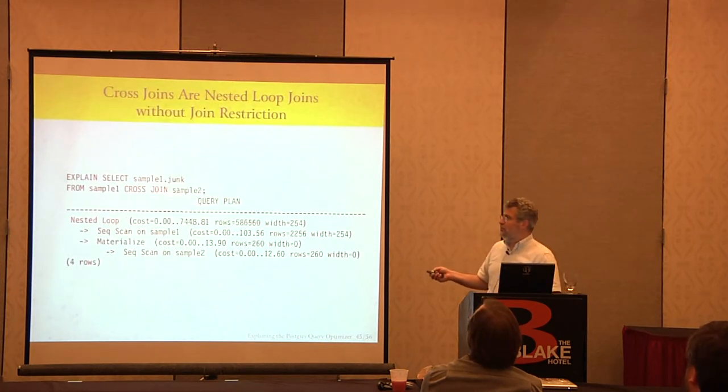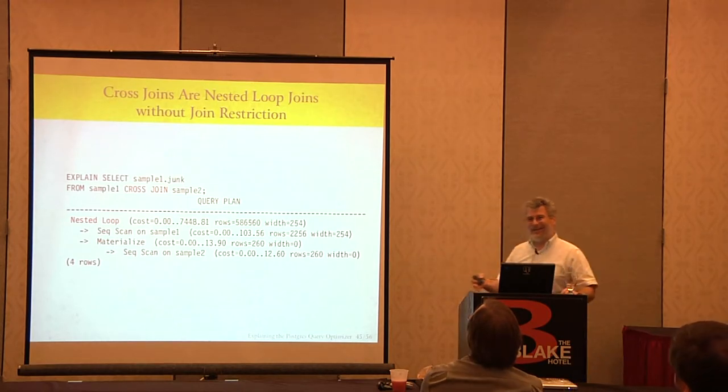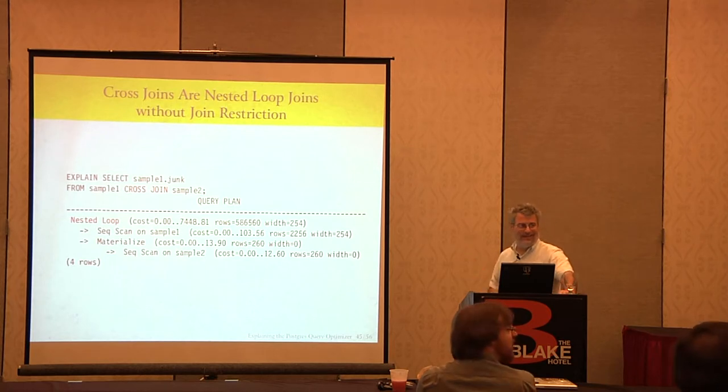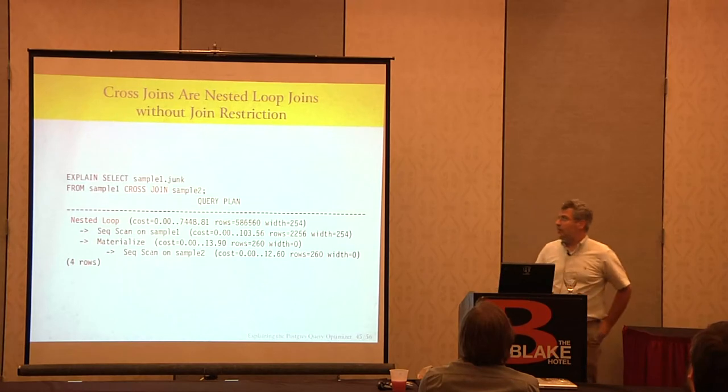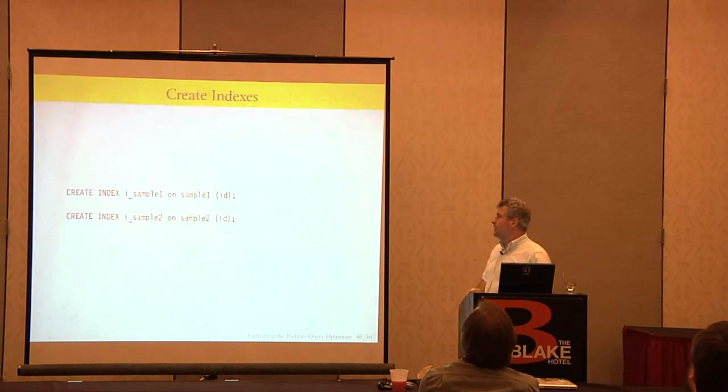If we do something called a cross join, I bet you've never done this before, but it's basically join everything. It's a Cartesian product, right? So that's always going to be a nested loop. Okay. So this is a cross join. Again, join everything to everything else.